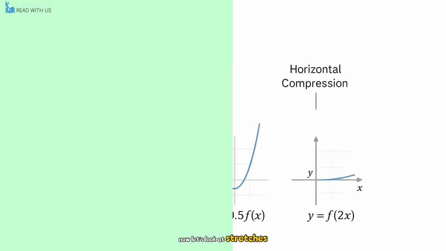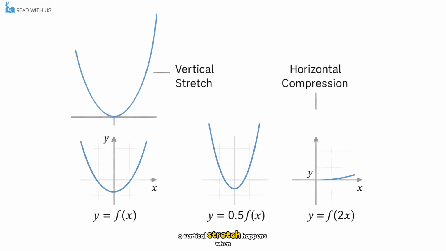Now let's look at stretches and compressions. A vertical stretch happens when we multiply the function by a constant. For example, y equals 2f of x makes the graph twice as tall. A vertical compression happens when we multiply by a number between 0 and 1. For example, y equals 0.5 f of x makes the graph half the height.